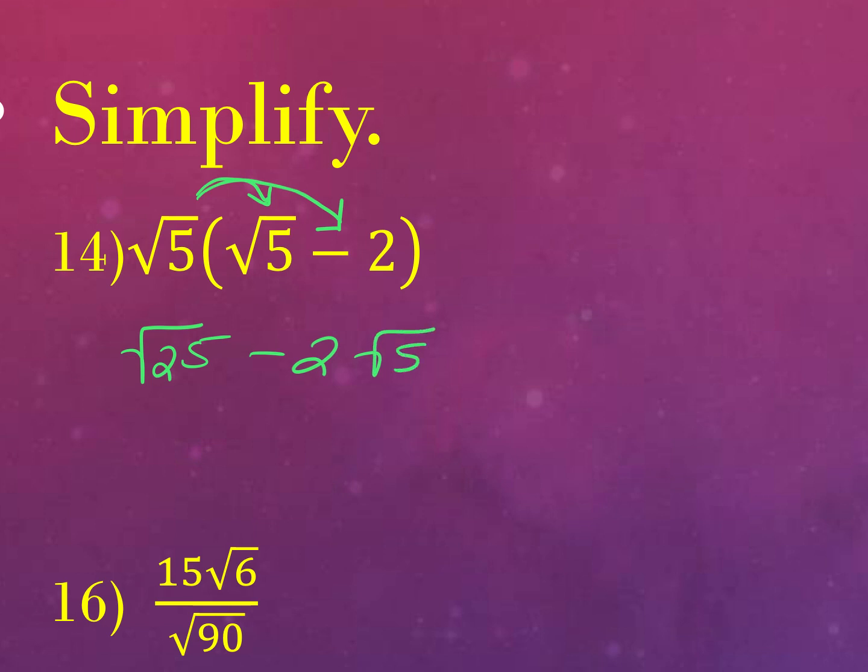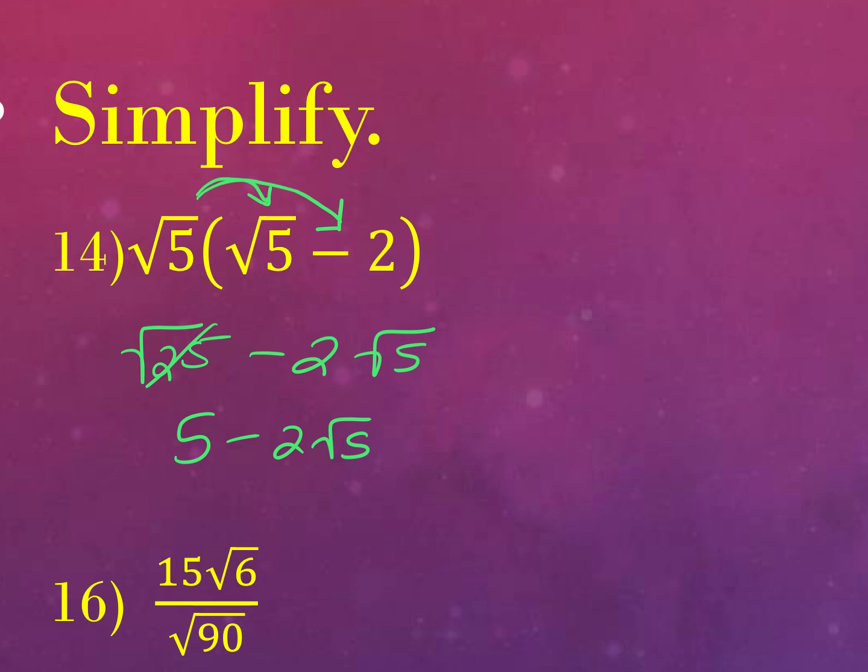Now, one more thing to simplify. No. What's the square root of 25? 5. So 5 minus 2 root 5. Can I go any further? Can I just say, okay, that's 3 root 5? 5 minus 2 square root of 5. Does that equal 3 root 5? Why not? Because there's no like radical.